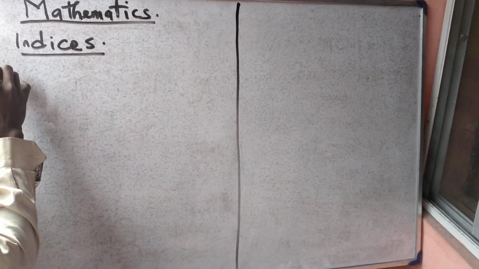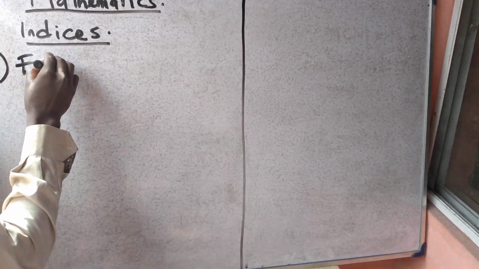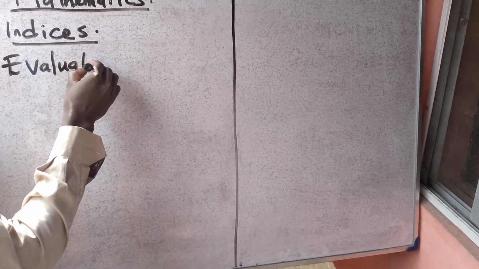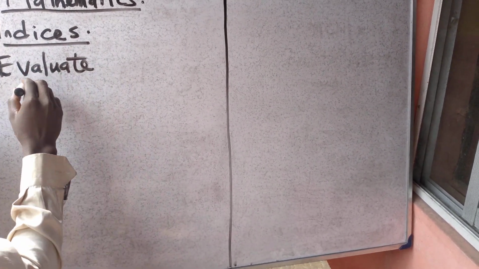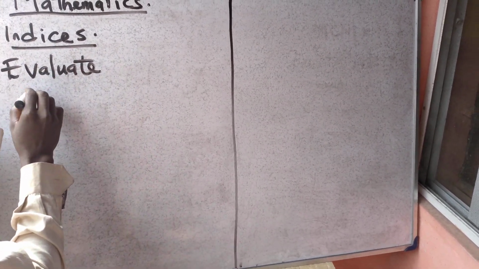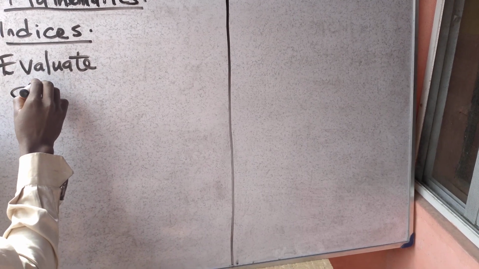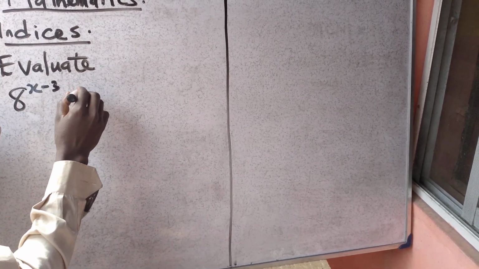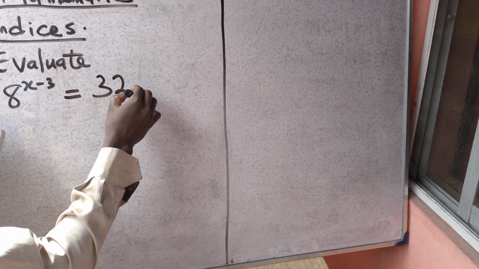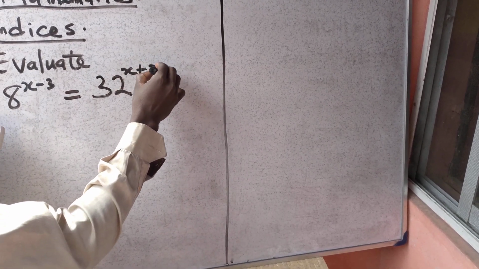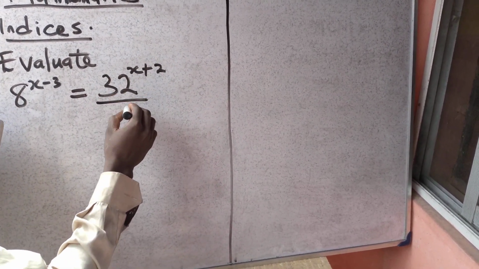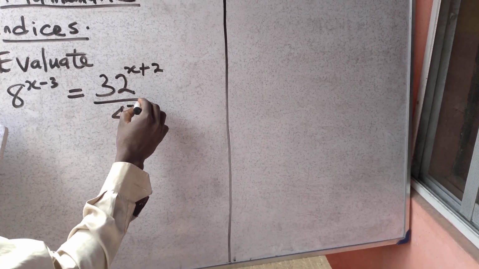Alright. Look at the first question. You are asked to evaluate 8 raised to power x minus 3 equal to 32 raised to power x plus 2 divided by 4 raised to power minus x.